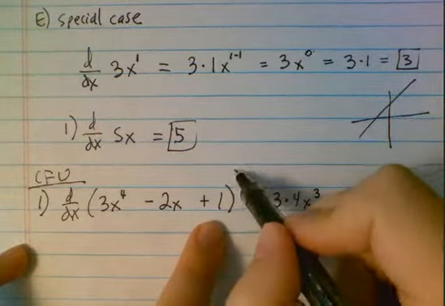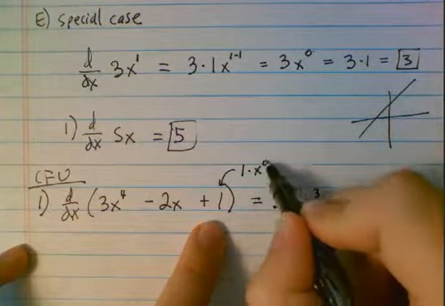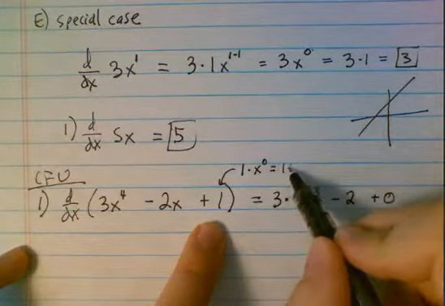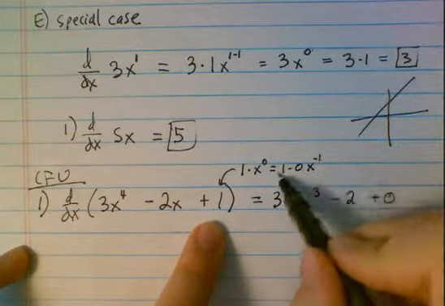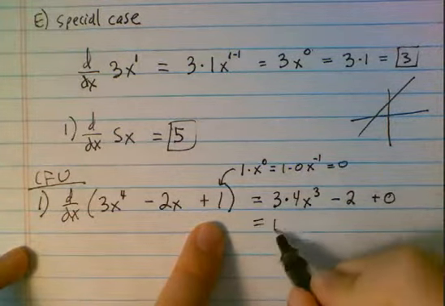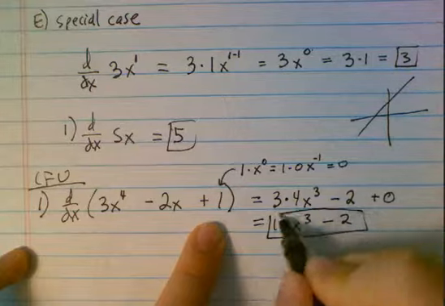Another way to think about this is we could think about this as 1 times x to the 0 power. When we bring down that 0, anything times 0 is just 0. So there we go. So when we simplify this, we get 12x to the 3rd minus 2.